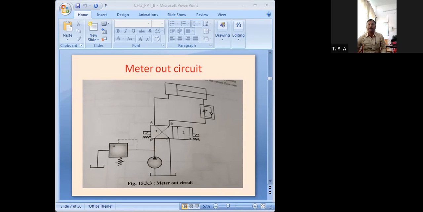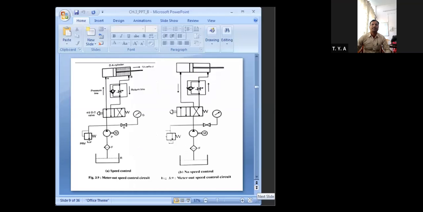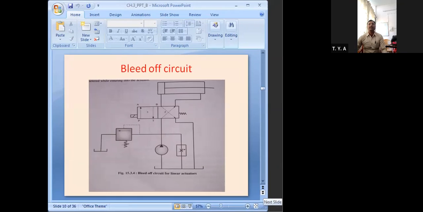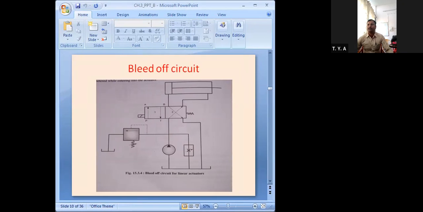Okay, so then this is about the meter in and meter out circuit. Okay, hope you have understood that. Let us go for the next one, that is the bleed off circuit.